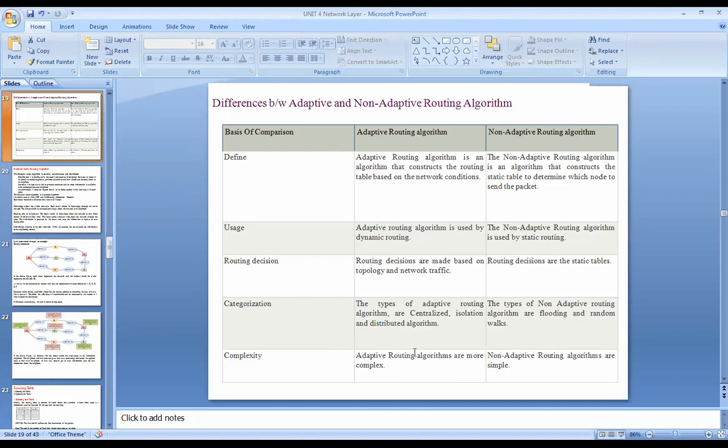Okay. This is the concept of adaptive and non-adaptive routing algorithms. We'll stop here and continue with the next topic tomorrow.